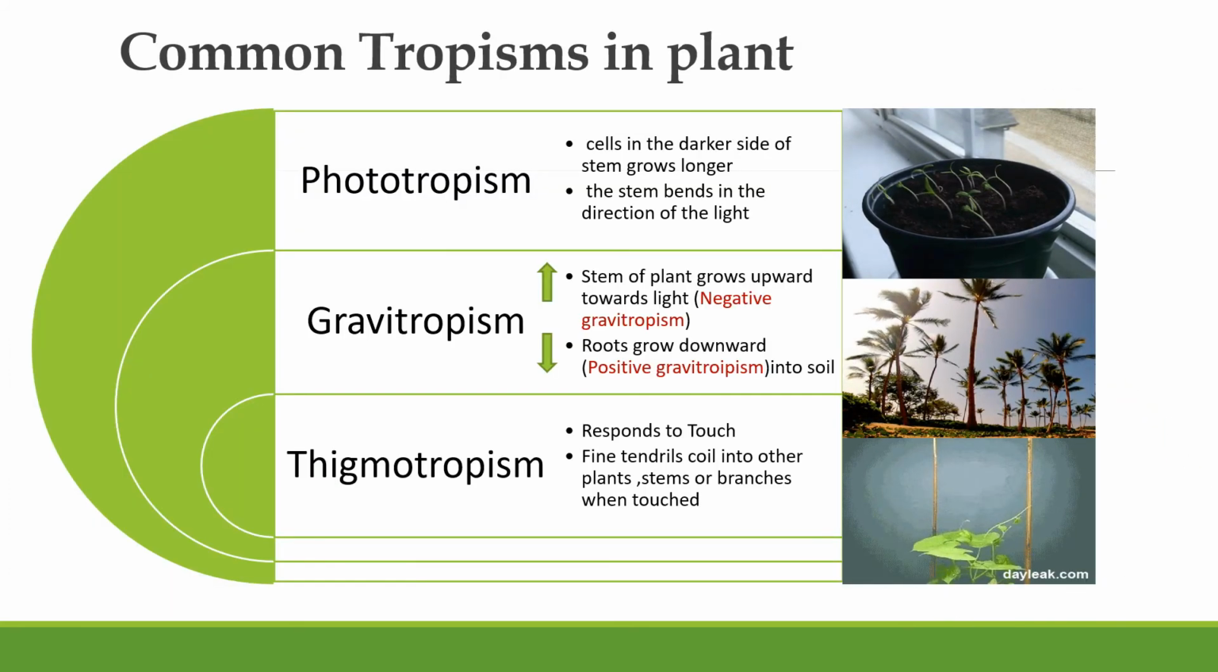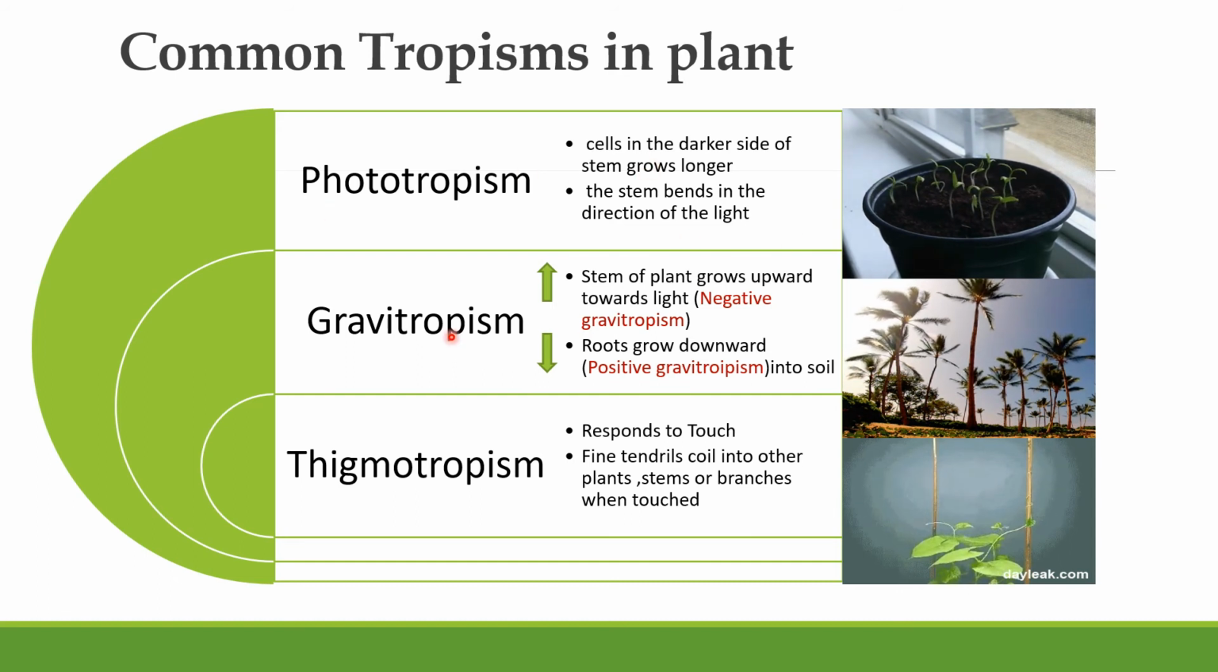Let's see the common tropisms in plant. There are three common tropisms: phototropism, gravitropism, and thigmotropism. Have a look at this picture. You can guess what is phototropism. Yes, the stem bends in the direction of the light. Right, so the cells in the darker side of the stem grow longer towards the direction of the light. The stem bends towards the direction of the light. So it is called phototropism.